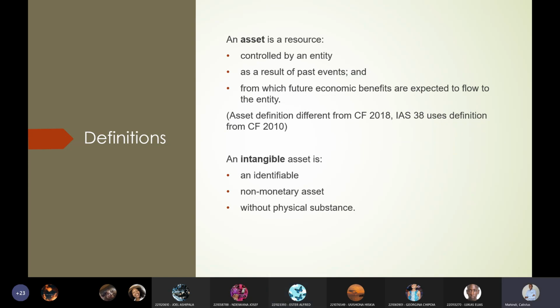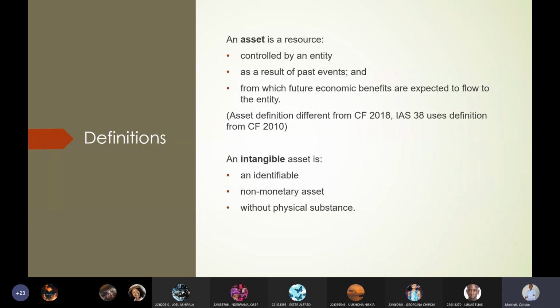Exactly, you end there. So the current definition is a present economic resource controlled by an entity as a result of past events. So we don't have that last bullet which states that and from which future economic benefits are expected to flow. But then the 2018 definition goes on to define an economic resource as a right that has the potential to produce economic benefits. All right.